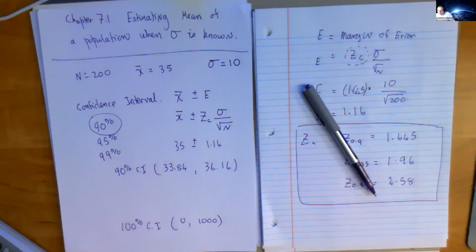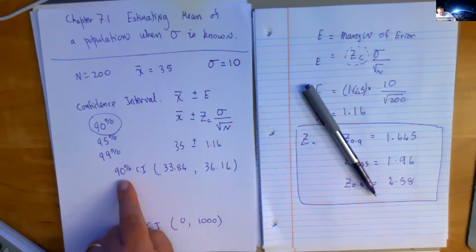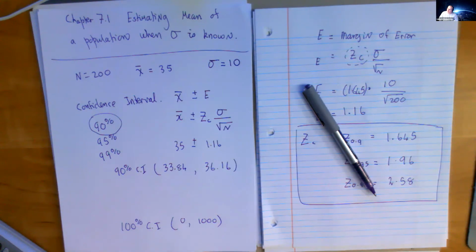Would you agree that the average age of Americans is somewhere between everybody's a baby to everybody's 1,000 years old? Would you agree that the real answer is somewhere in that range? And I'm 100% confident that it's in that range. So, can you see it's also a pointless piece of information? Tells you nothing. So you have to restrict yourself to being only a certain percentage confident.